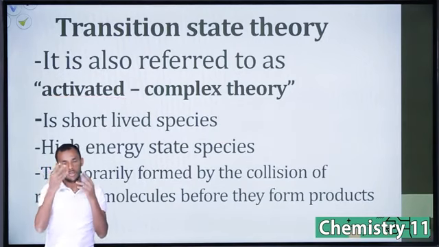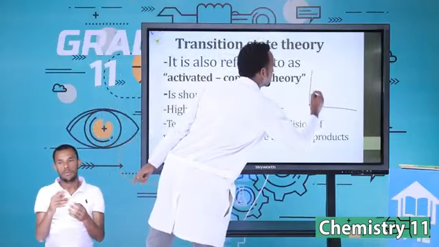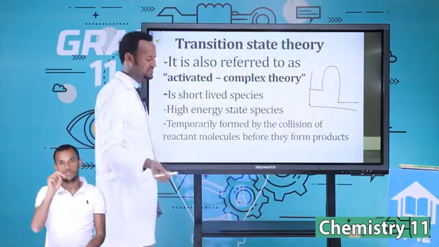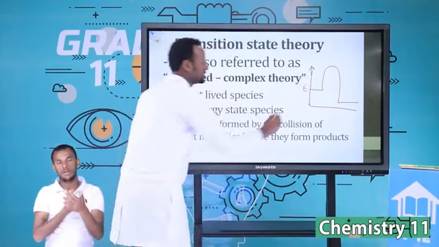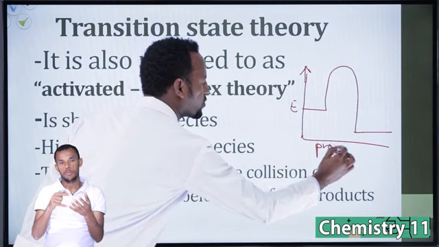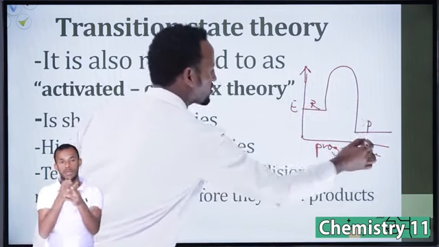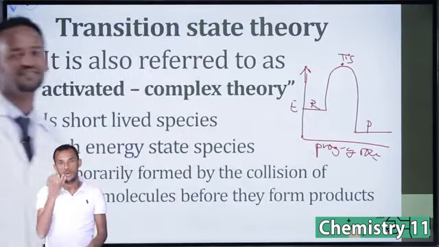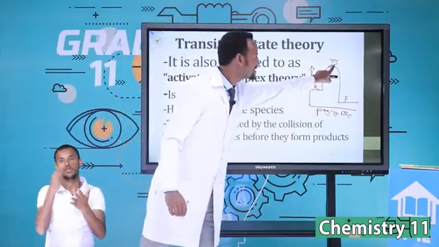The other point here is transition state theory. Let's look at it diagrammatically with a simple diagram. This axis is energy, and this is progress of reaction. This is the reactant, this is the product, and the peak is TS, or transition state.